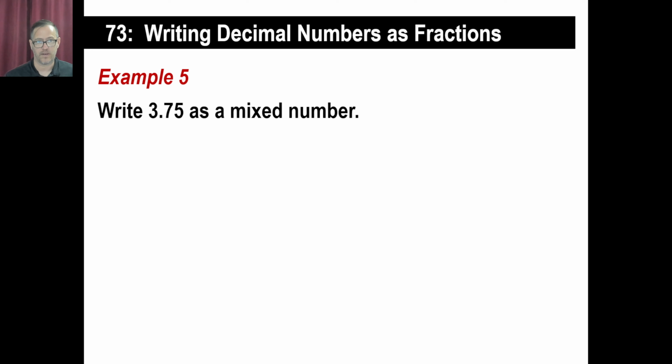Okay, here's another one. Write this as a mixed number. Well, it's the same question we just had, right? It just has a 3 in front of it. So this is going to be 3 and what's the fraction? 75 hundredths, right? And of course, I'm sure you recognize that 25 goes into both of these numbers. So we can just write 3 and 75 divided by 25 is 3. 100 divided by 25 is 4. And there you go.